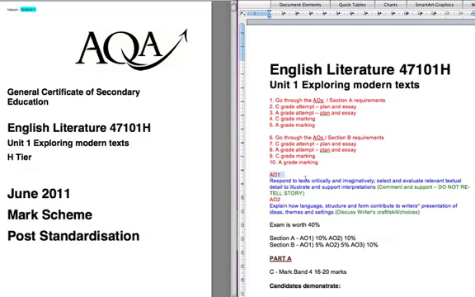You need to be able to respond to text critically and imaginatively, and select and evaluate relevant textual detail to illustrate and support interpretations. So basically that means you have to answer a question, support it with evidence, and then comment on your evidence. You do not at any point, for any reason, retell the story.